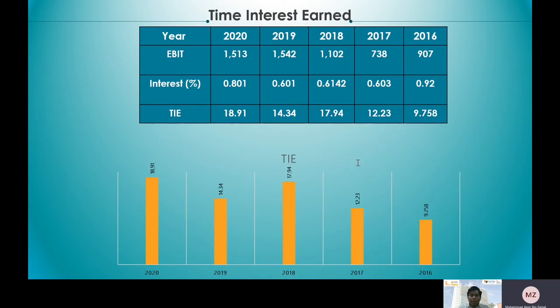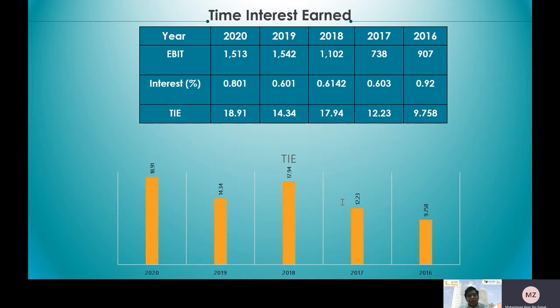Throughout the years of 2020 to 2016, we can see that 18.91, which was recorded in the year of 2020, is the highest and best performance. It shows a staggering increase in TIE throughout the 5 years and indicates a 9% increase from the year of 2016. This is due to 2020 marking the highest earnings before interest amount compared to the other 4 years, which results in the highest TIE.